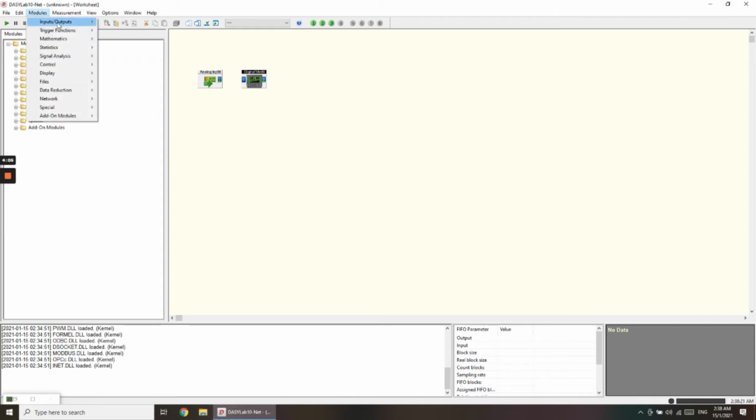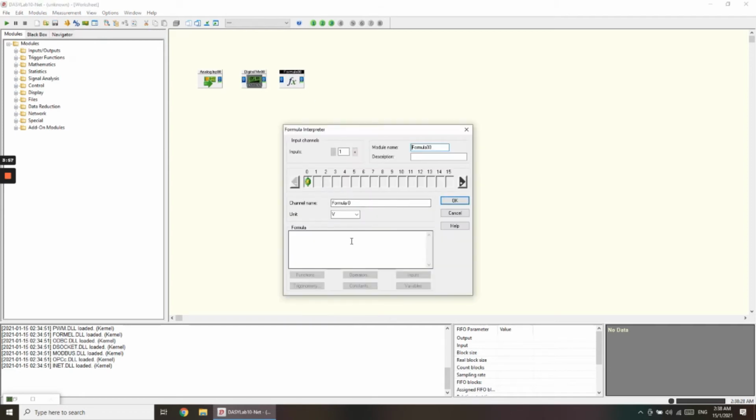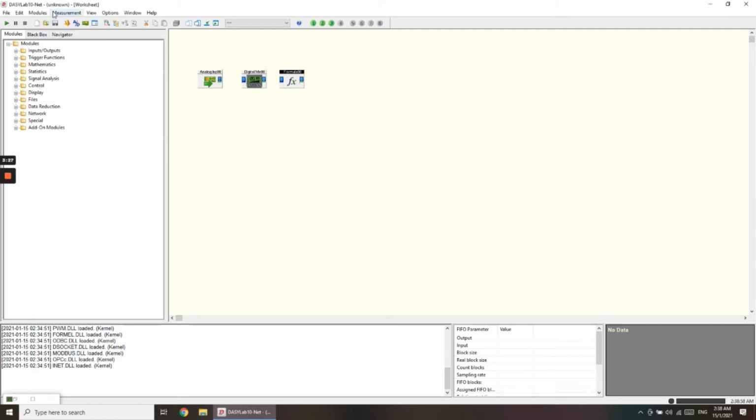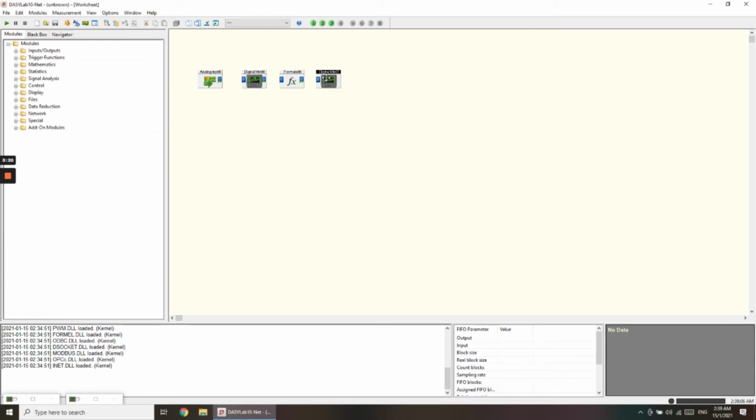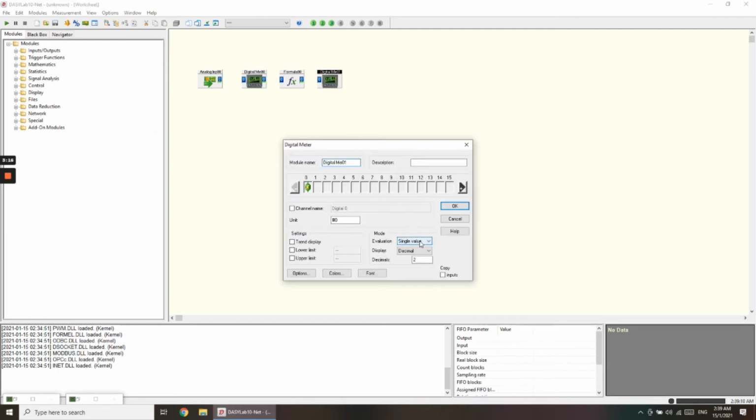After that, we place the formula interpreter and configure it by inserting the formula: 20 times log, and in the bracket, we insert the input and divide with 10 to the power of negative 5. We added another digital meter and change the mode evaluation to RMS. And the decimal place is also 2.